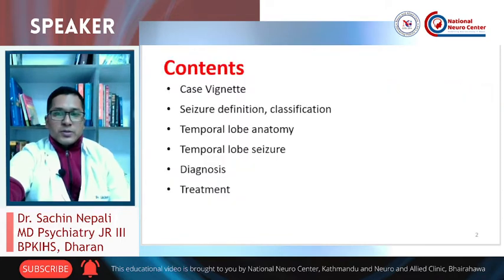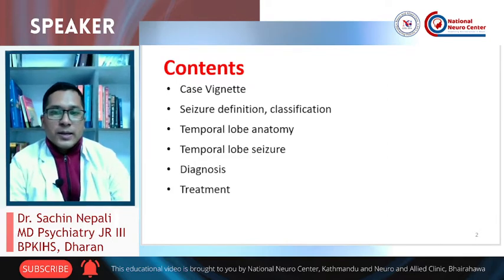Today's presentation is on temporal lobe epilepsies. These are the contents for today's presentation: case vignette, seizure definition and classification, temporal lobe anatomy, temporal lobe seizure, diagnosis and treatment.